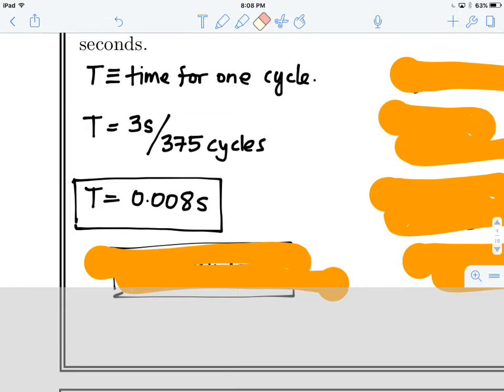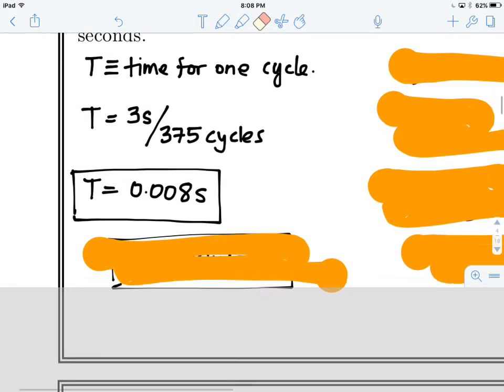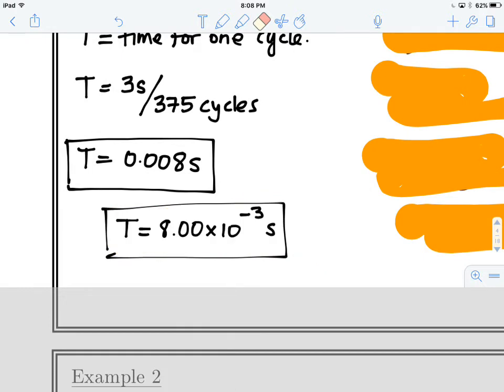If we divide this to get our unit rate, we get T, the period, is equal to 0.008 seconds per one cycle. We don't have to write per one cycle, it's just implied. But if we correct this to the correct number of significant figures, we get T is equal to 8.00 times 10 to the -3 seconds. That's very fast. That's 8 milliseconds.